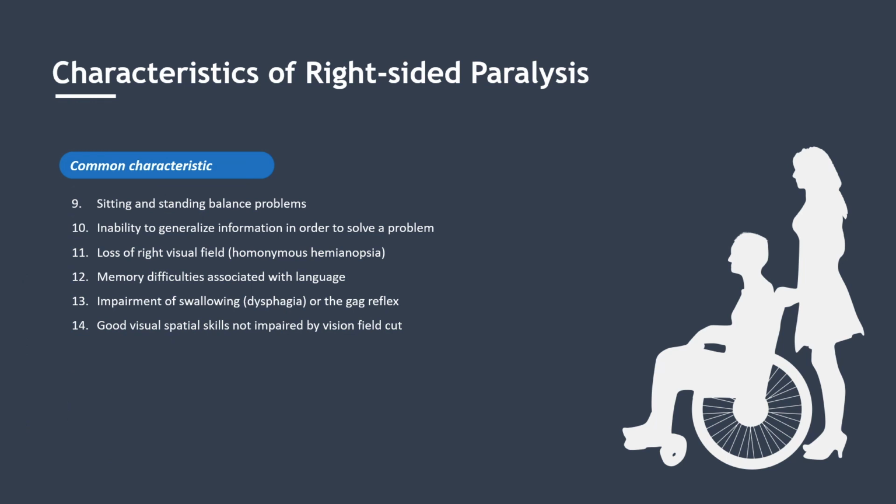Sitting and standing balance problems. The inability to generalize information in order to solve a problem. The loss of the right visual field. Memory difficulties associated with language. The impairment of swallowing, dysphagia, or the gag reflex. Good visual spatial skills not impaired by vision field cut.